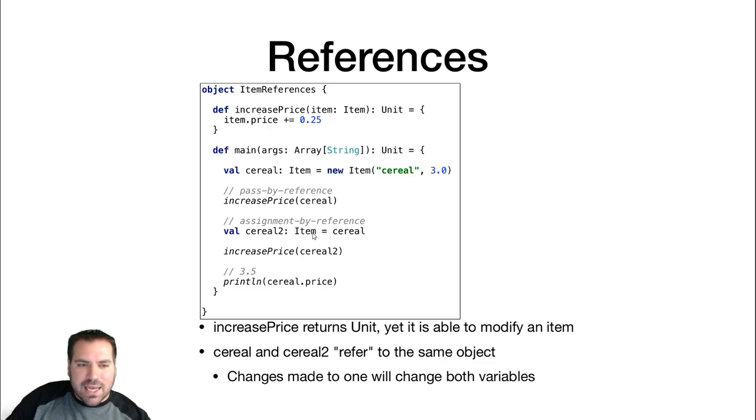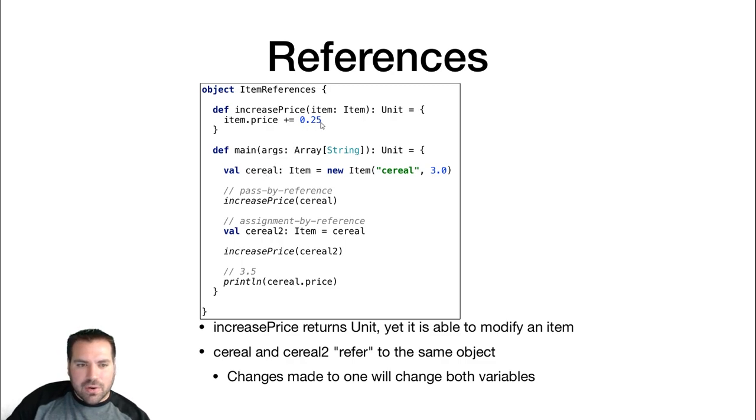And if we have an assignment, cereal2 is a new variable of type Item equals cereal, this is only assigning the reference. So both of these variables refer to the same object, just like item of type Item equals cereal, that implicit assignment from argument to parameter. That assignment was by reference. Assignments like this are also by reference. So cereal2 and cereal refer to the same item, the same object. If we call increasePrice of cereal2, that's the same reference that's referred to by this variable at this point in the program.